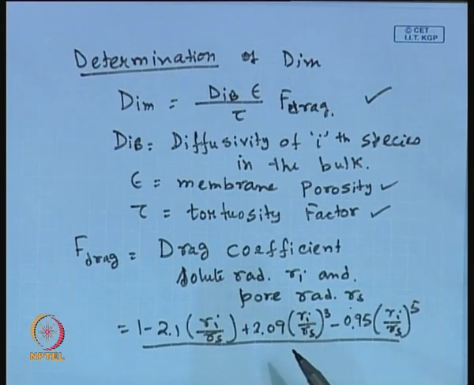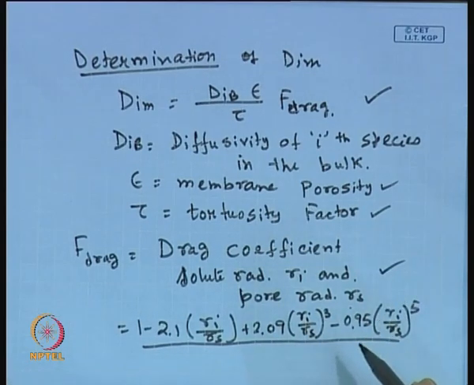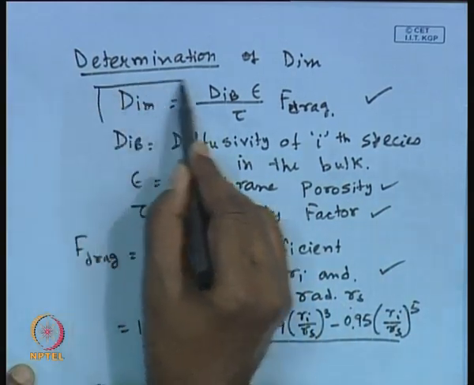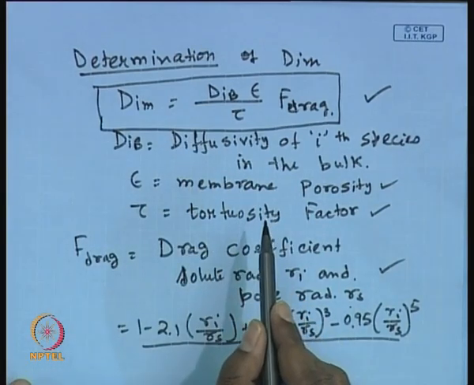because the pore sizes will not be a single pore size, right. So, there will be a distribution of the pore size. So, you must be talking about the average pore size. So, again that is difficult. So, anyway, if somehow you can measure these quantities, one can use this relationship in order to determine the value of DIM.